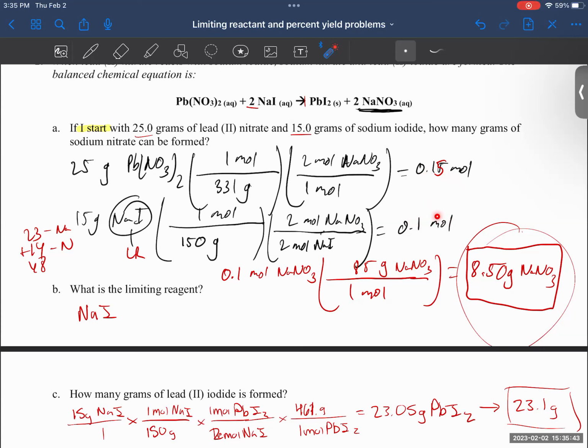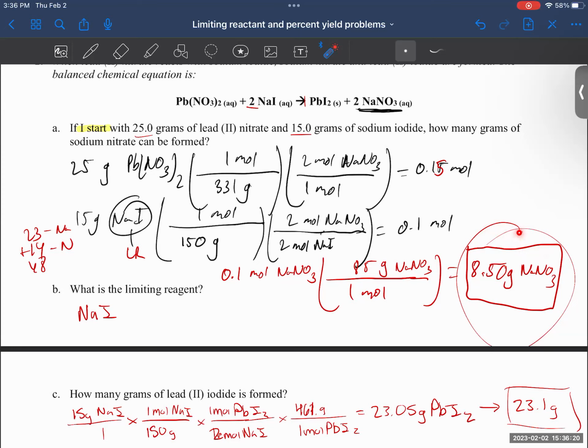And this is going to also be our theoretical yield. So now we have our theoretical yield of sodium nitrate, or, well, sodium iodide was the limiting reactant, right? Yeah, but this is the theoretical yield of sodium nitrate. No, you're good. So we just use the molar mass of sodium nitrate to convert from moles of sodium nitrate to grams of sodium nitrate, and then we get our answer.